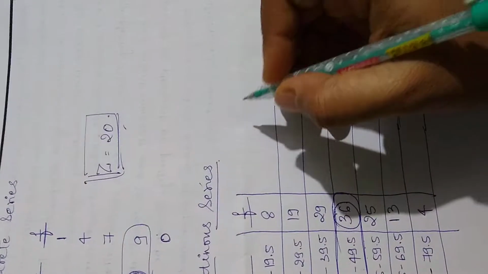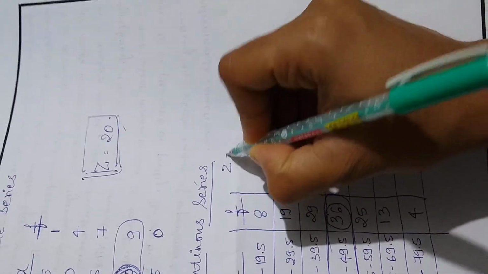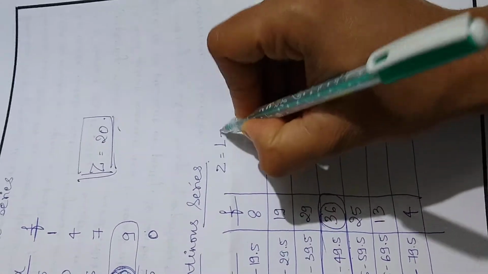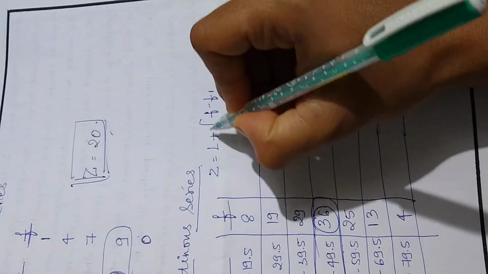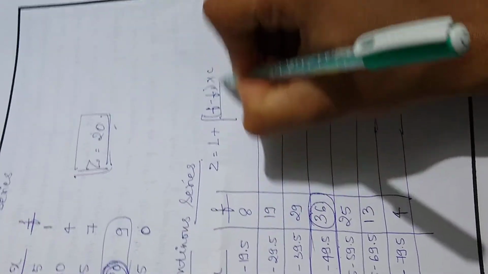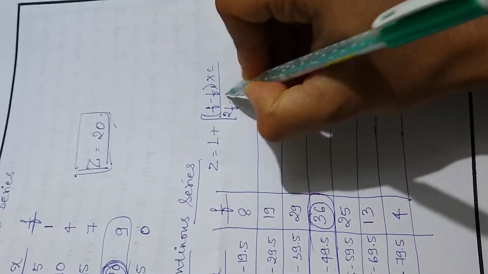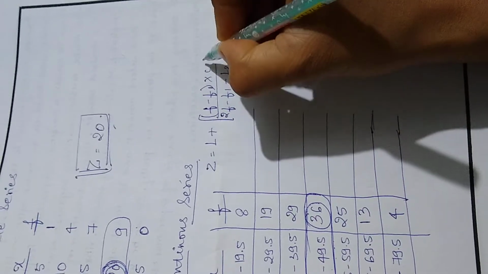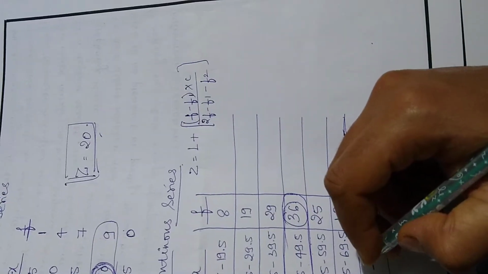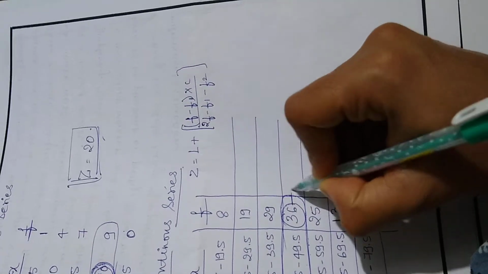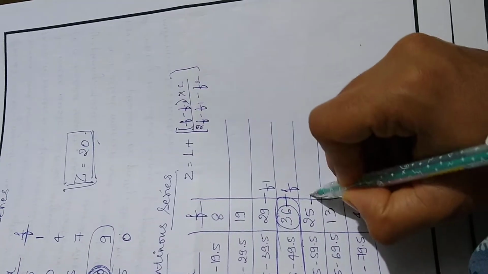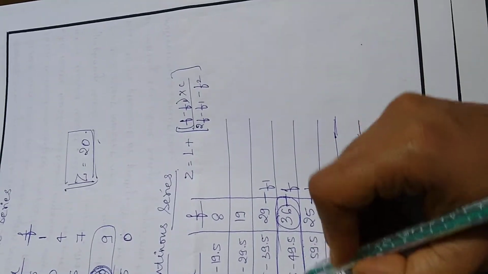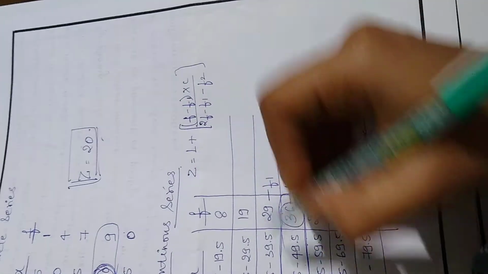So what is your formula? Your formula is Z is equal to L plus (f minus f1) into c, divided by (2f minus f1 minus f2). That is your formula. Now, what is f? This is called f. What is preceding? Preceding is f1. What is succeeding? f2. What is c? The difference, which is 10. And what is your lower limit? This will be your lower limit.